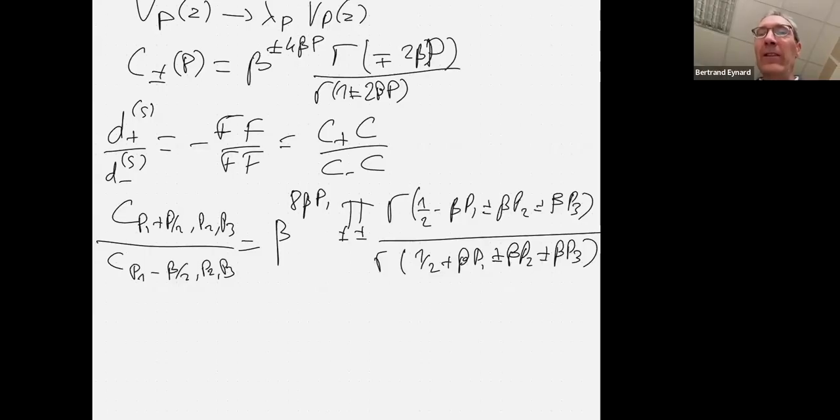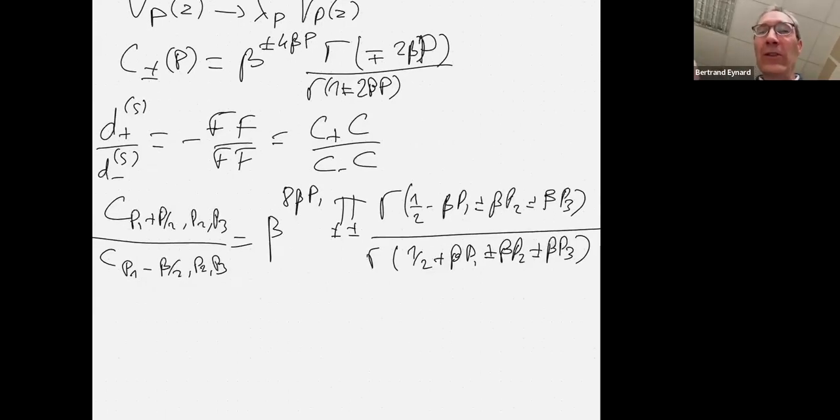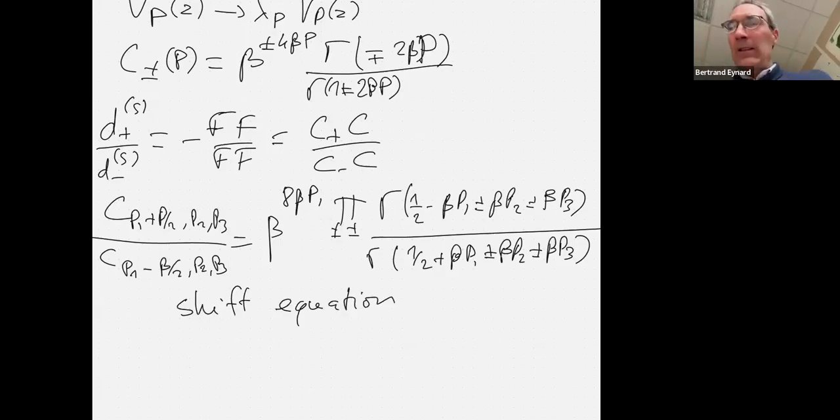So this is an important equation which I would call a shift equation, because it determines how C behaves under the shift P1 goes to P1 plus beta. And so we got a really non-trivial constraint on a physical 3-point structure constant C(P1, P2, P3). And now the question is, can we solve this constraint? Can we solve this equation?